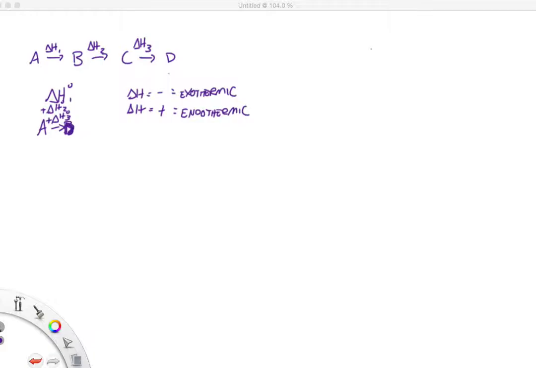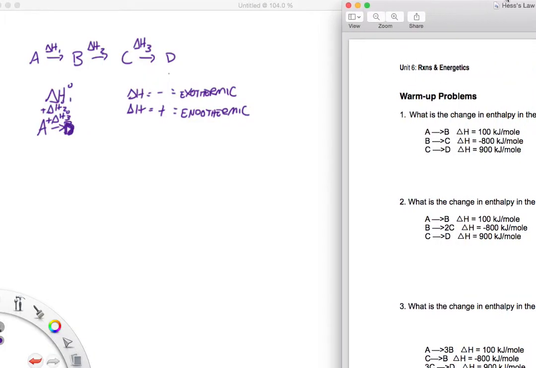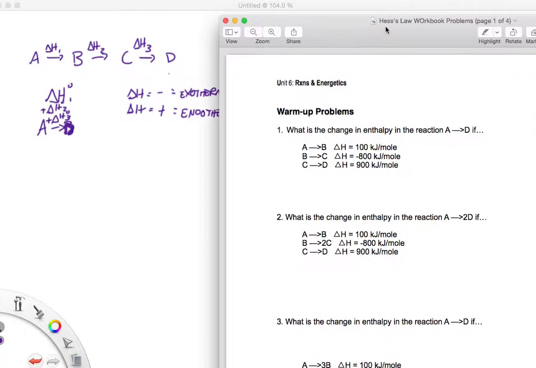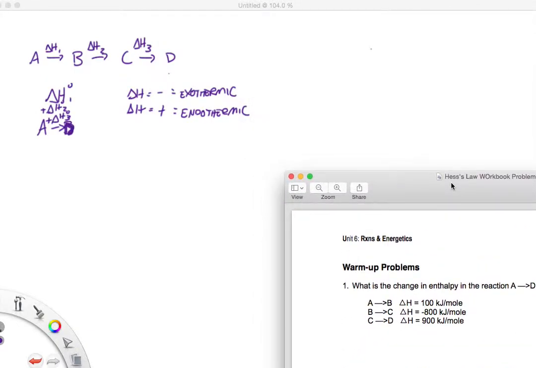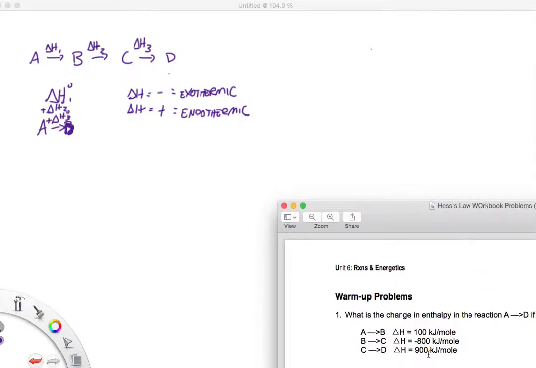So I'm going to take you through a couple of these puzzles right now. The first one is in your warm-up. It should be pretty easy for you. It's right at the bottom, right over here. So let's take a look at this. It says, what is the change in enthalpy in the reaction A goes to D if, here's all the different steps along the way.